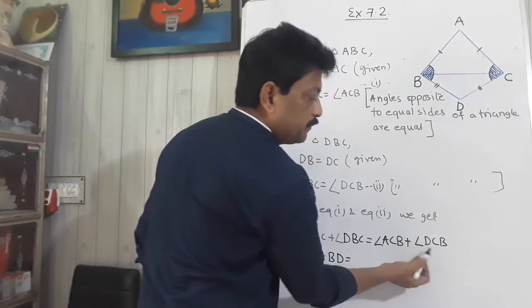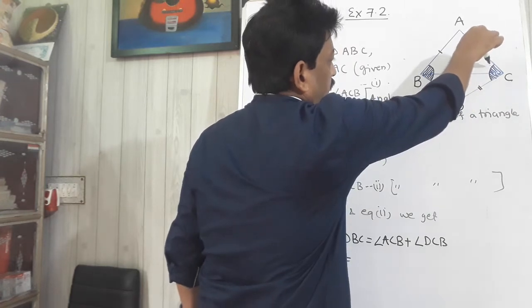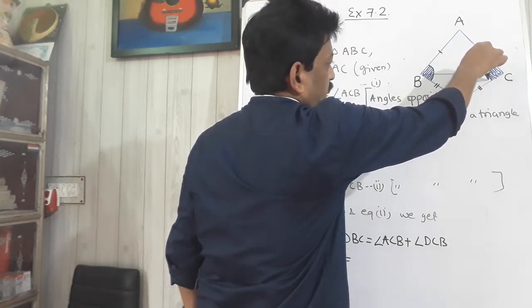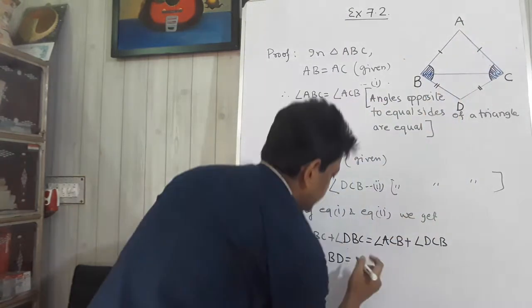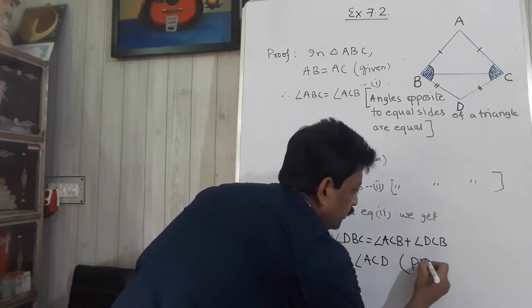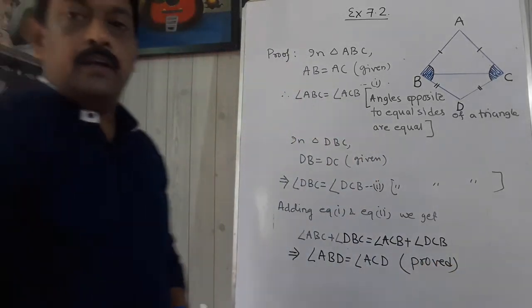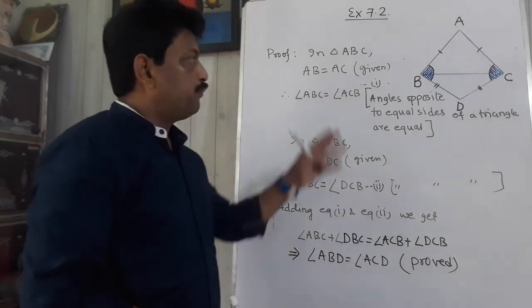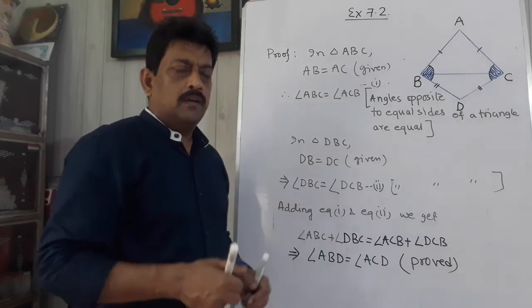Similarly, angle ACB plus DCB. ACB is this one and DCB is this one. So ACB plus DCB is also making the whole angle ACD. And that is what we have to prove. Therefore, angle ABD equals angle ACD, proved. Isn't it? The sum was very easy.